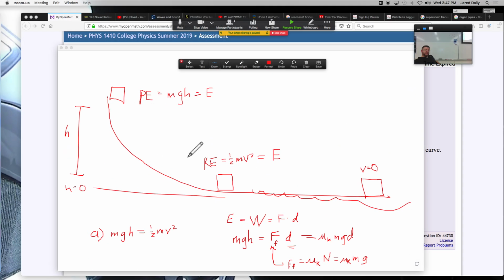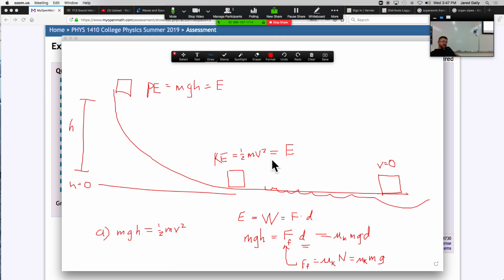Now you plug them all in. So first you use this equation and this equation to solve for V. Then you use this equation and this equation to solve for D. And then you're done.